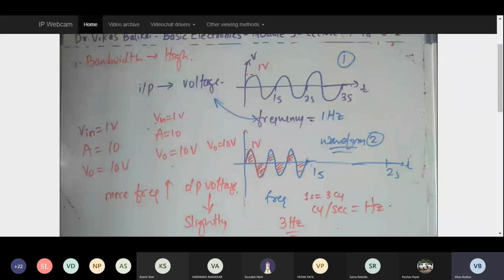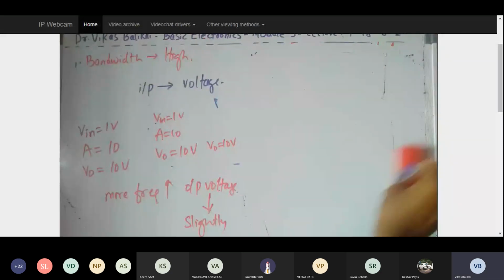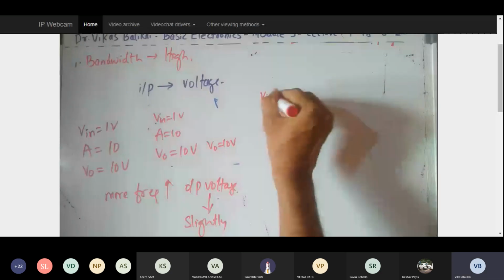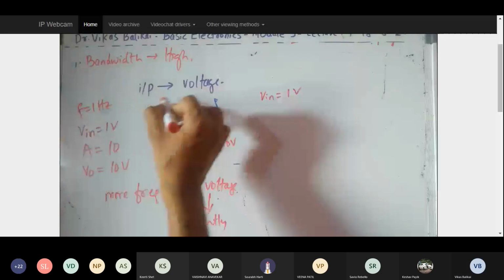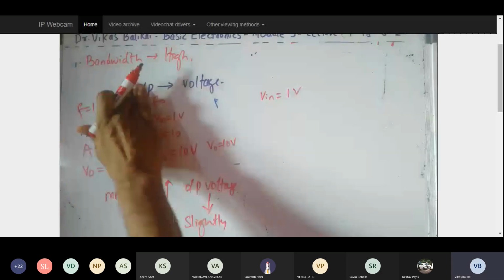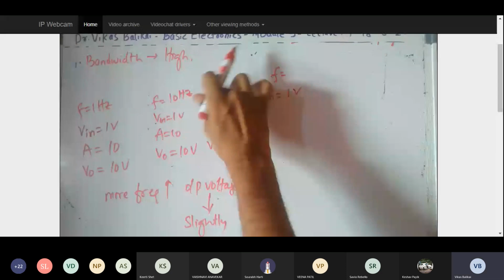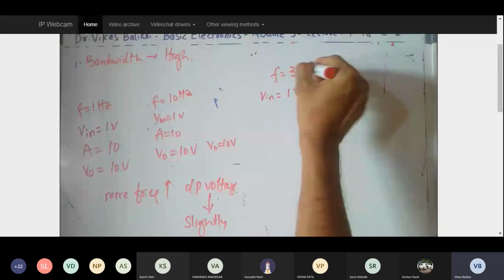Look here, I'll try one more, let me have the third input. Let's try to take this one. For an input equal to 1 volt, and let's say these are all at a frequency of 1 Hertz, this one at 10 Hertz, and at a frequency of 30 Hertz I'm still getting a voltage of 10 volts.